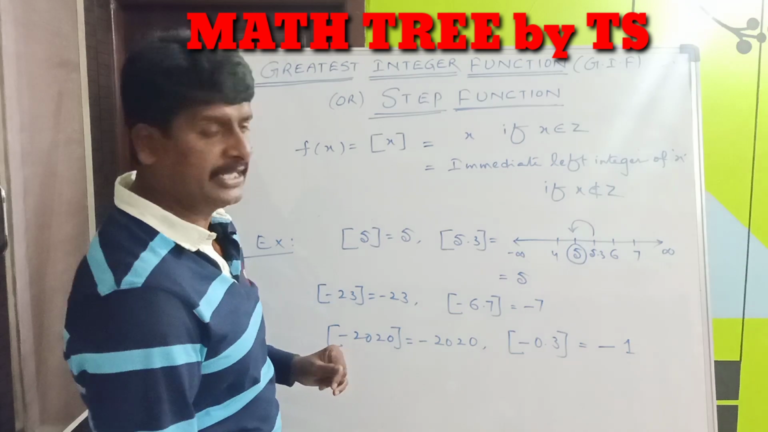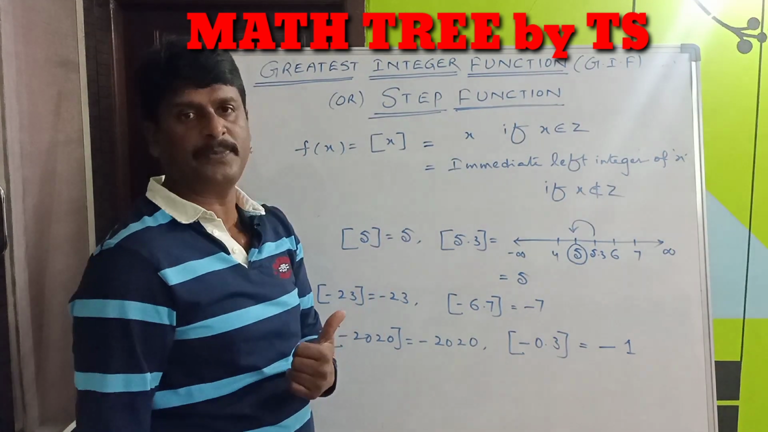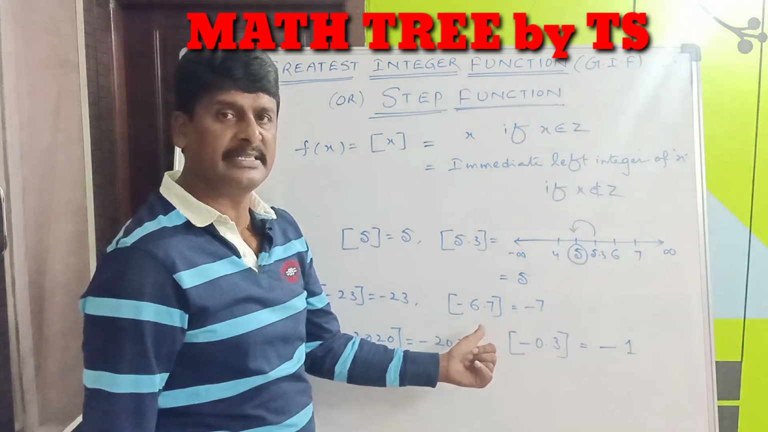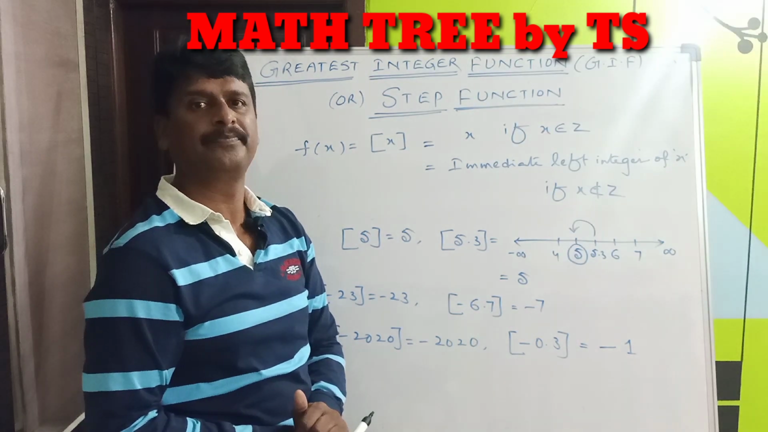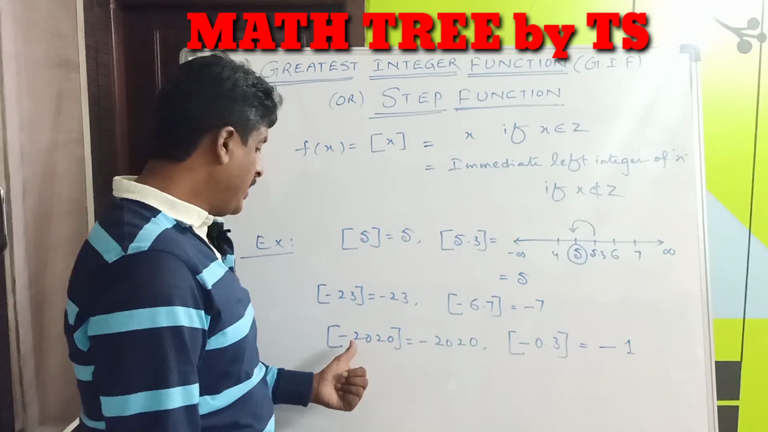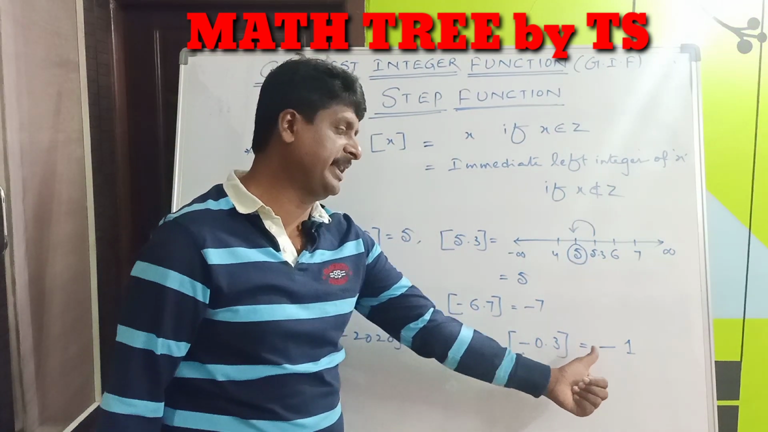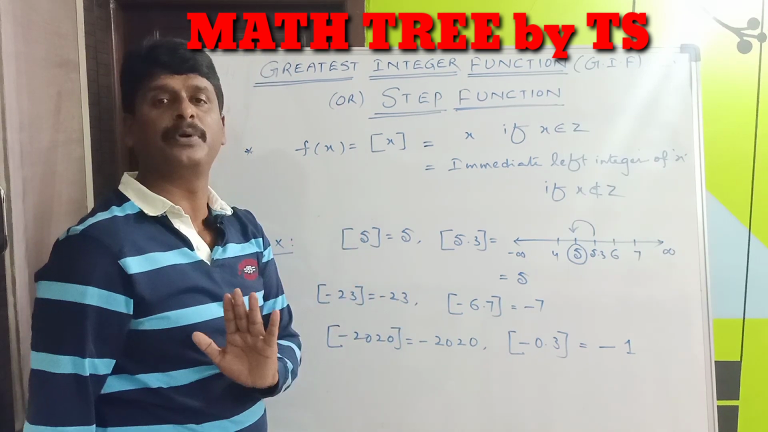Similarly, minus 23, of course it is an integer. Its answer is minus 23. Minus 6.7 is not an integer. Its immediate left integer is minus 7 on the real line. Okay. And step of minus 2020 is minus 2020. Step of minus 0.3 is minus 1. So these are the examples.